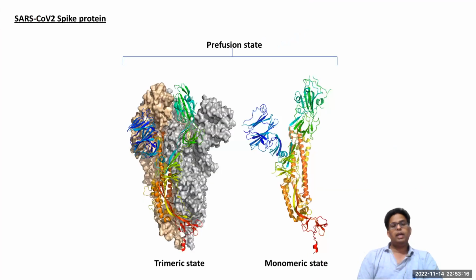This was the spike protein in the pre-fusion state. The spike protein of COVID exists in two states, pre-fusion state and post-fusion state. I will describe brief information about pre-fusion and post-fusion in the next slide. Here the pre-fusion state is in monomeric and trimeric form. Three monomers interact to make a trimer, and the trimeric state is responsible for binding human ACE2, and then SARS-CoV-2 enters the cell.